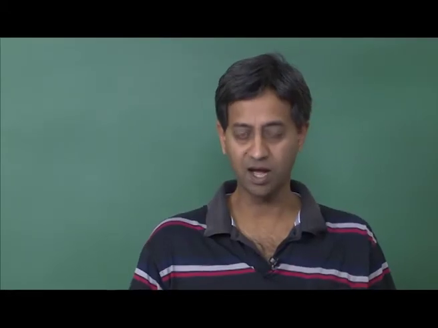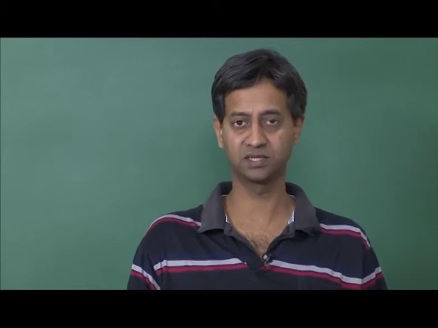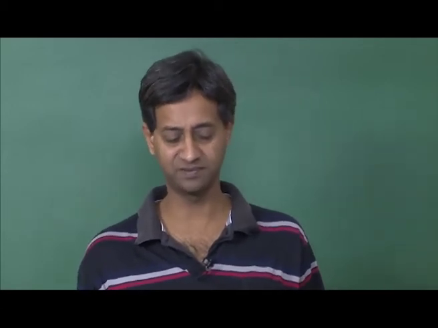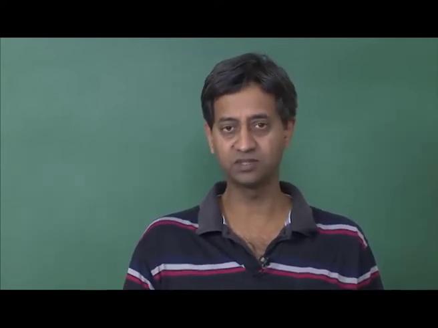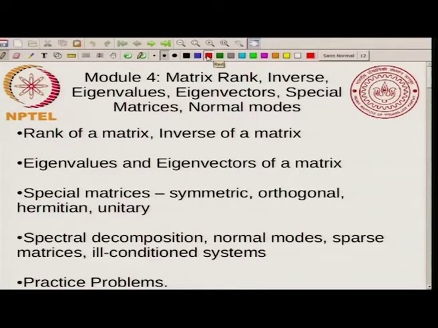We have seen how to calculate the rank of a matrix, how to calculate the inverse of a matrix, then we have seen how to calculate eigenvalues and eigenvectors of a matrix. So, today we will be talking about certain special matrices, and the kinds of matrices that we will be talking about are symmetric, orthogonal, Hermitian and unitary matrices.